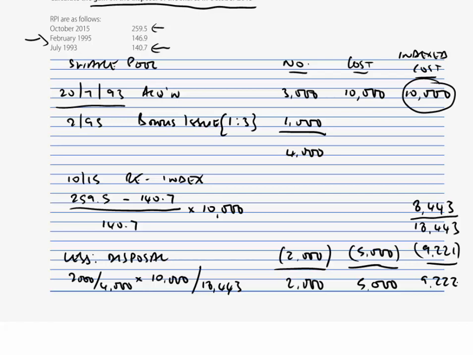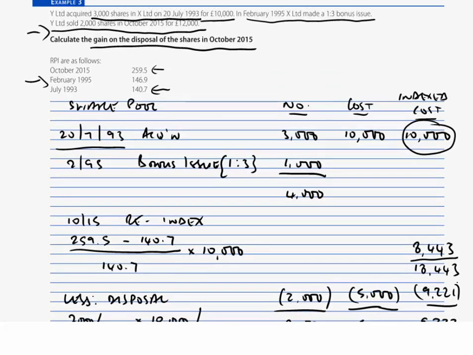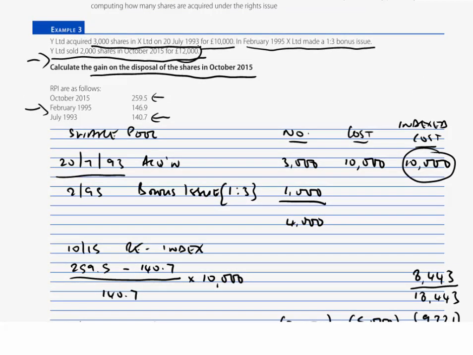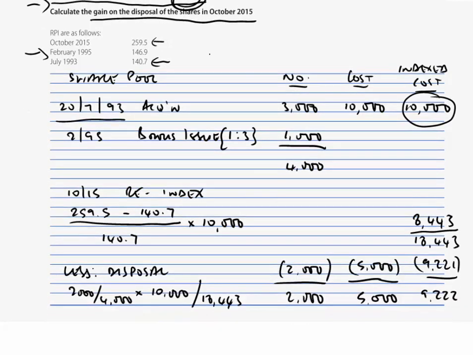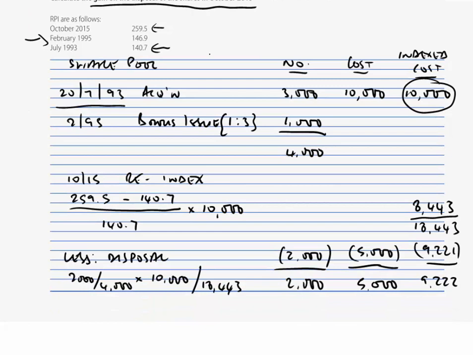Now all we've got to do is to show our gains calculation. Again, you should now be able to do this without any more addition from me. But have a look at what we're told in the question. We are told that the shares, let's go back, were sold for £12,000. So sales proceeds £12,000 less. What is our cost figure?